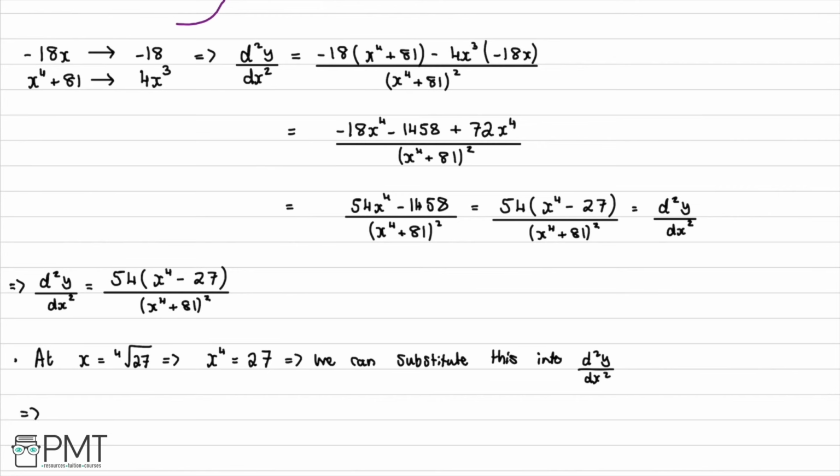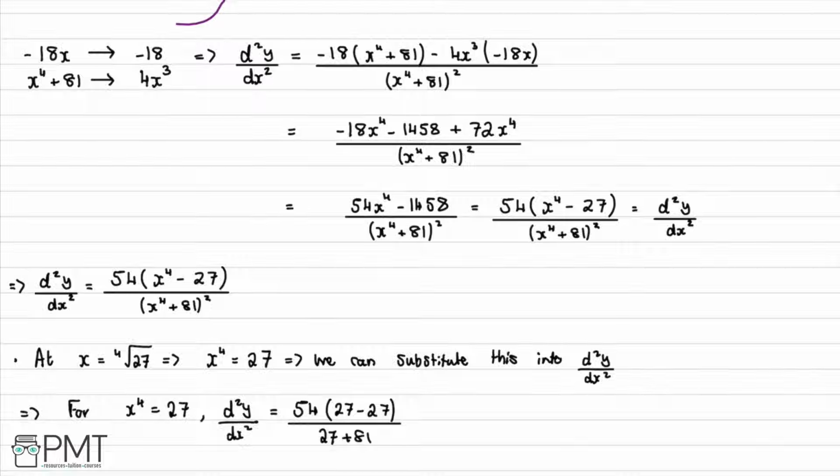So therefore, for x to the power of 4 equal to 27, we'll have that d squared y divided by dx squared is going to be equal to 54, then we'll have 27 minus 27, since we're substituting in 27, and we'll divide that by 27 plus 81, and we'll square all of this. We put this into our calculator, and we see that this is equal to 0.